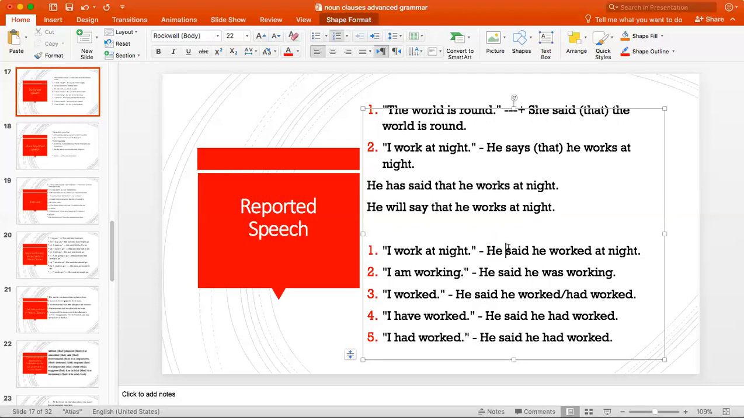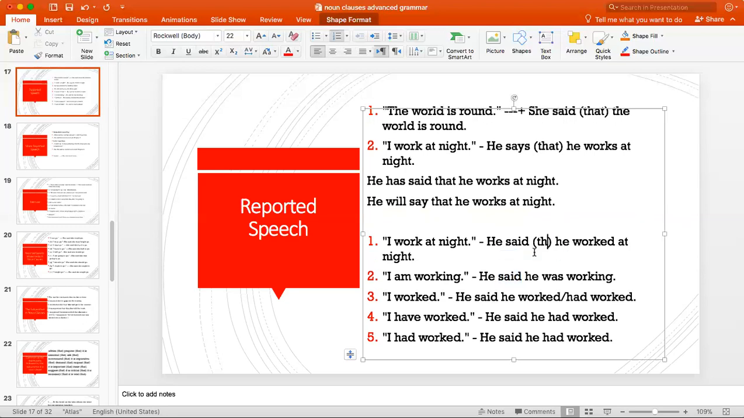However, if we use a past tense like said, asked, wondered, wanted to know, we change the present to the past, and we change the past to the past perfect, or we keep it as a past simple. "I work at night." He said that, remember, there is always this optional deleted that. He said he worked at night, that he worked at night. "I am working." He said he was working. "I worked" can either be he said he worked or he had worked. It's up to you. So the present becomes past.